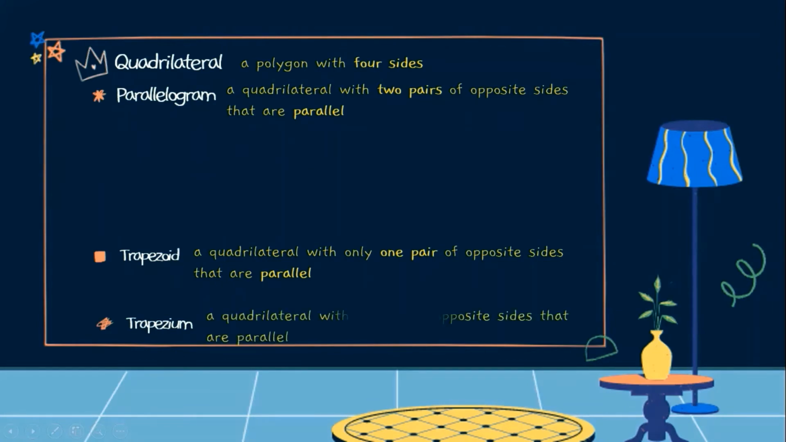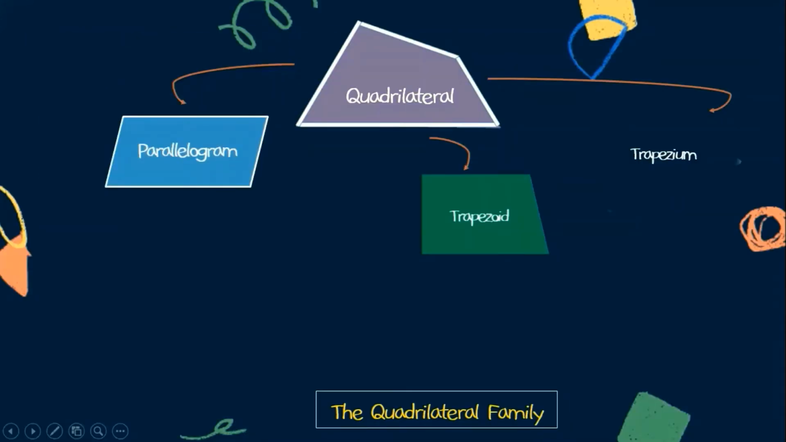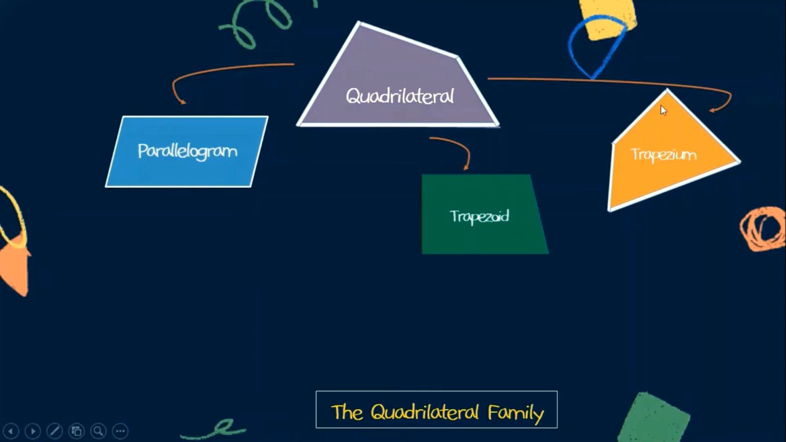And the third classification of quadrilateral is the trapezium. A trapezium is a quadrilateral with no pair of opposite sides that are parallel. And this is how a trapezium looks like. Yung kanyang mga sides are not parallel at all. So, comparing all these 3 together, ang parallelogram ay may 2 pairs ng opposite sides na parallel, at ang trapezoid ay may 1 pair ng opposite side na parallel, while trapezium has none. Out of these 3, ang parallelogram, it can be further classified into 2. We have rhombus and rectangle.